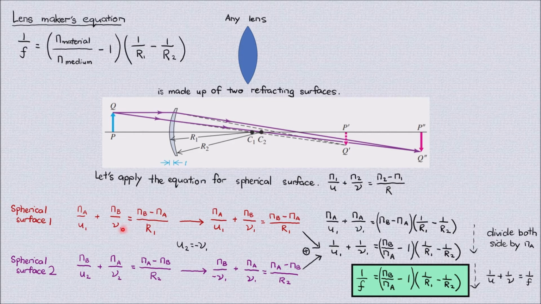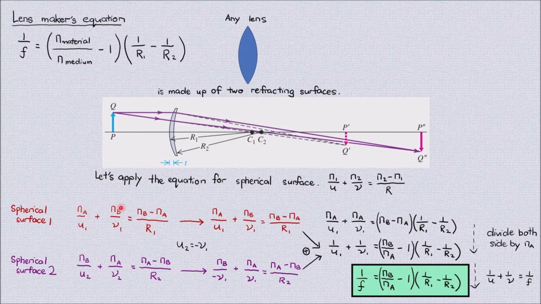U1, V1 are general terms, we will still use U1 and V1, and we will still use R1. The only difference that we might encounter is that U1 might be a positive or negative value, V1 might be a positive or negative value, R1 might be a positive or negative value. The value carried by U, V, and R might change from positive to negative according to what kind of lens that we use.